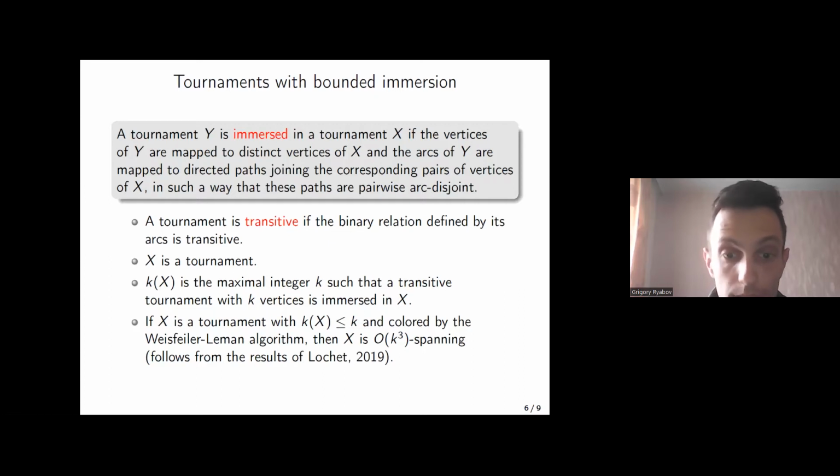This follows from the results of Lache. So once again, we take an arbitrary tournament with bounded parameter k(X), and we color this tournament using the usual Weisfeiler-Leman algorithm, obtaining a colored tournament, and this tournament will be spanning for this parameter, O(k). I would like to note here that the initial tournament X in general can be non-spanning.